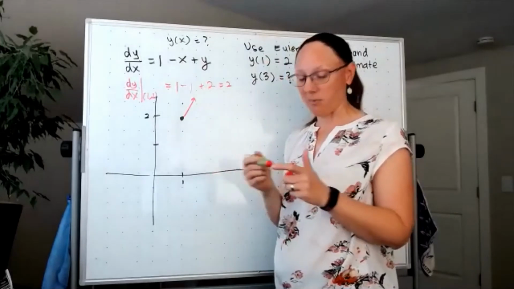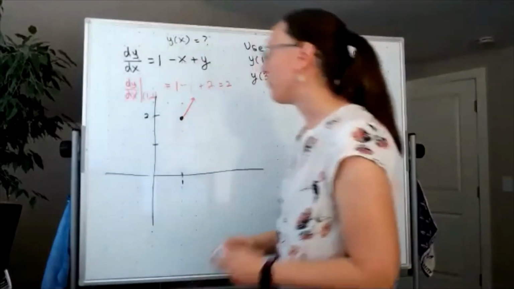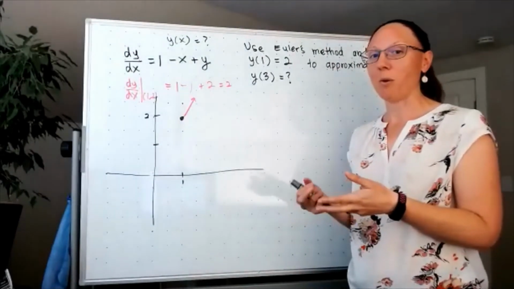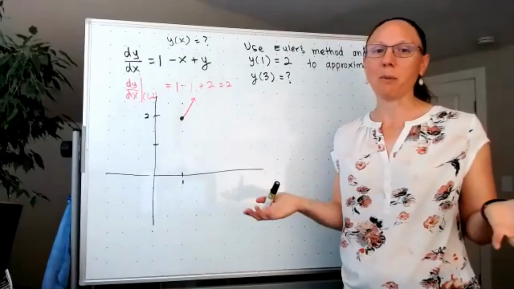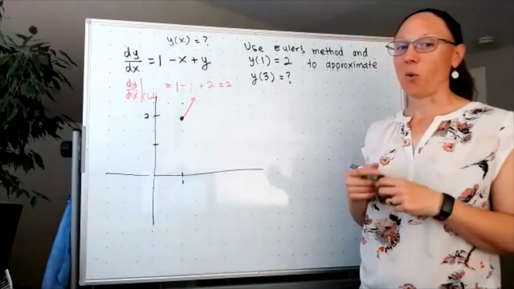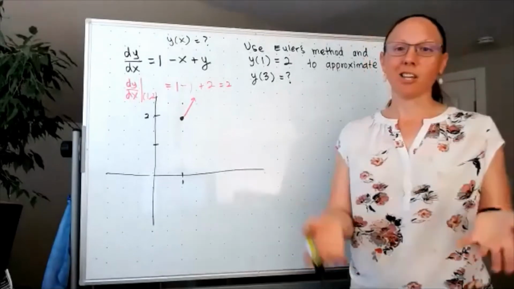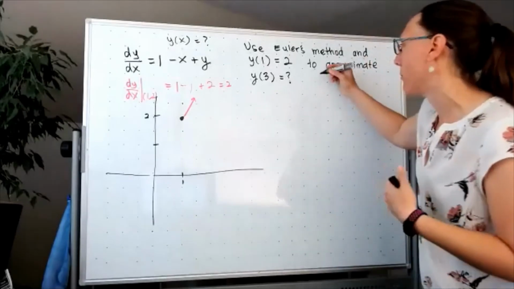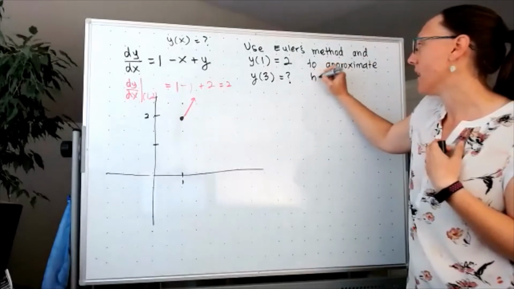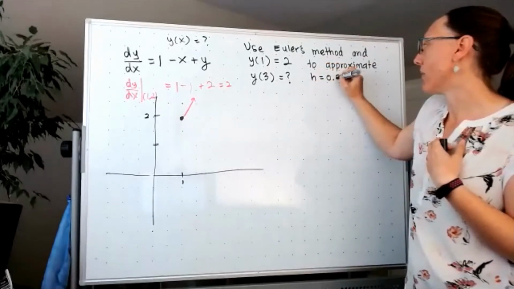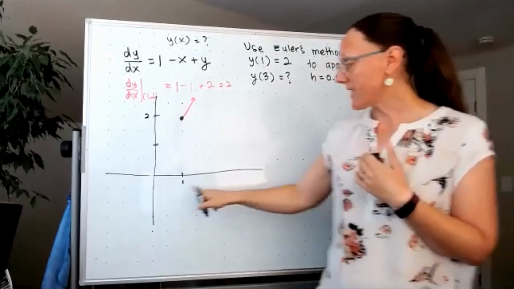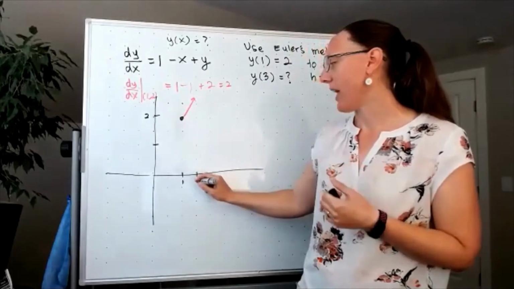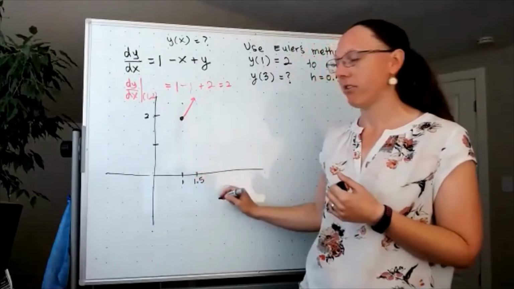So the idea with Euler's method is that if we walk in little steps following the tangent line slope, we won't be exactly on the curve, but we'll be pretty close. So how small of a step? Usually we're told in the problem. It didn't tell us how small of a step to use in this problem, but I will now, and I'm going to say, let's use h equals 0.5. So I was standing at 1, and now I'm going to move over to an x value of 1.5.